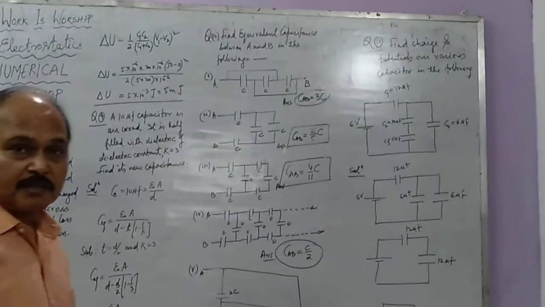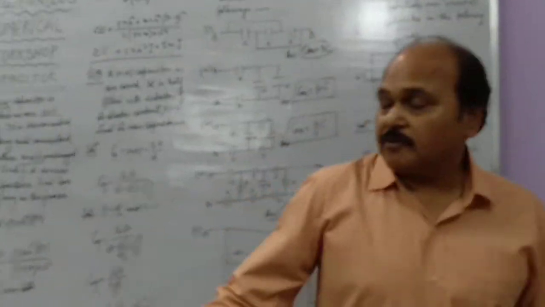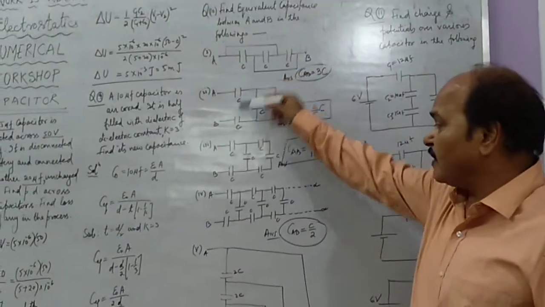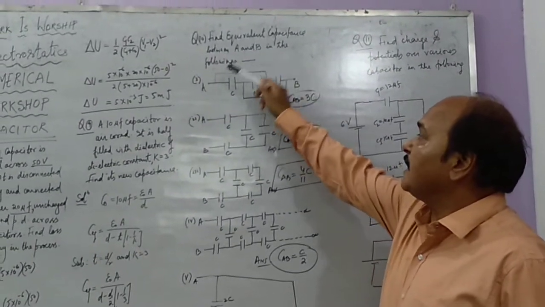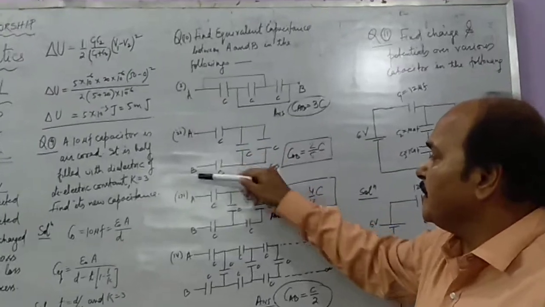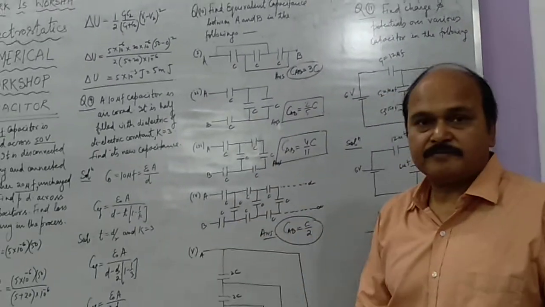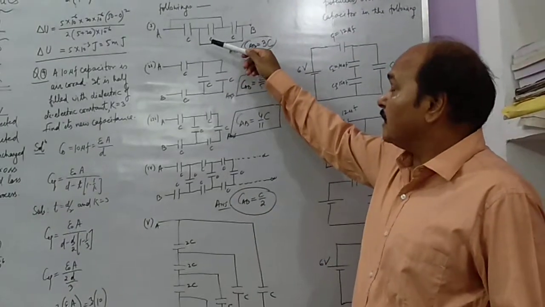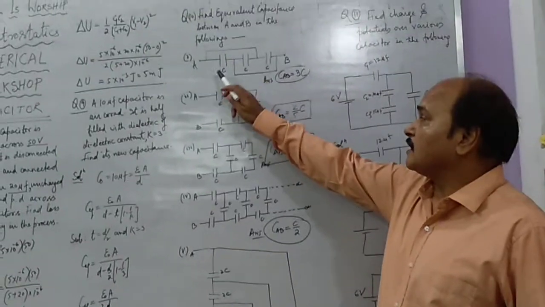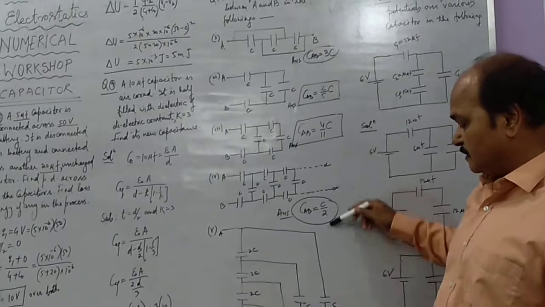Now next question is, in this question there are 5 parts, and in all 5 parts you are supposed to find out equivalent capacitance between A and B. Well, try these numericals on your own. I will give you some hints. Look at this. Answers of all the questions are written here.